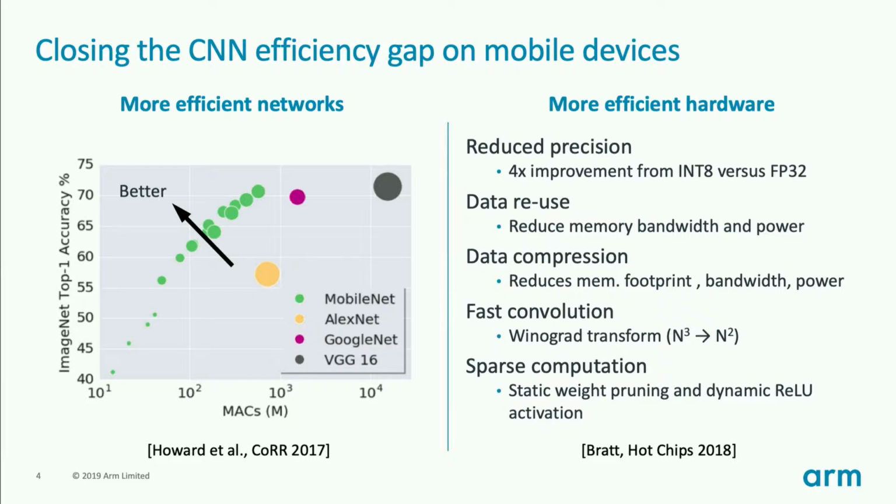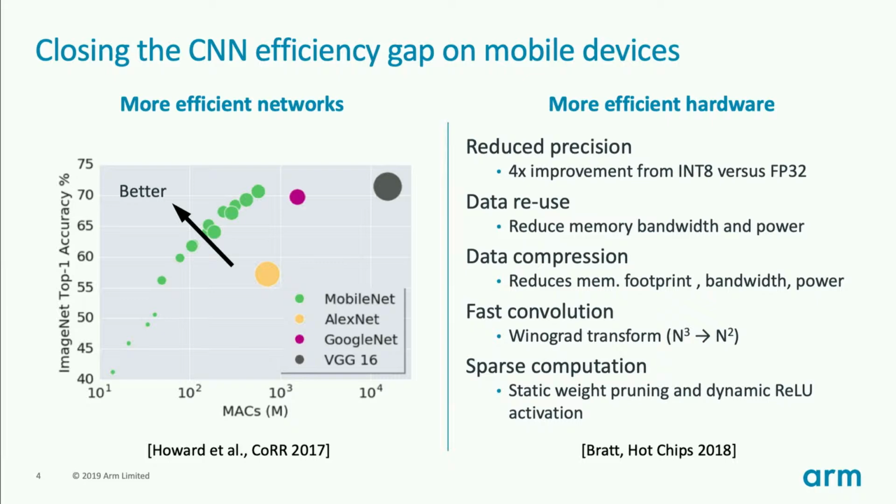On the hardware side, we can design more efficient hardware for neural network workloads. And there's lots of tricks here which I'm not going to describe. If you're interested in that, I'd recommend Ian Bratt's talk at HotChips last year, where he describes the ARM ML processor.